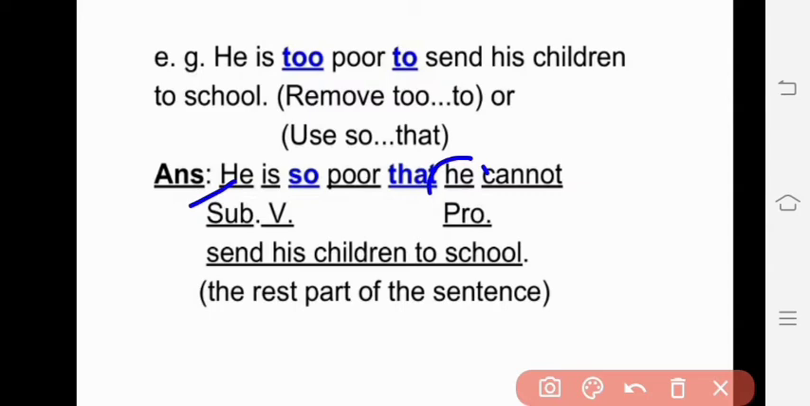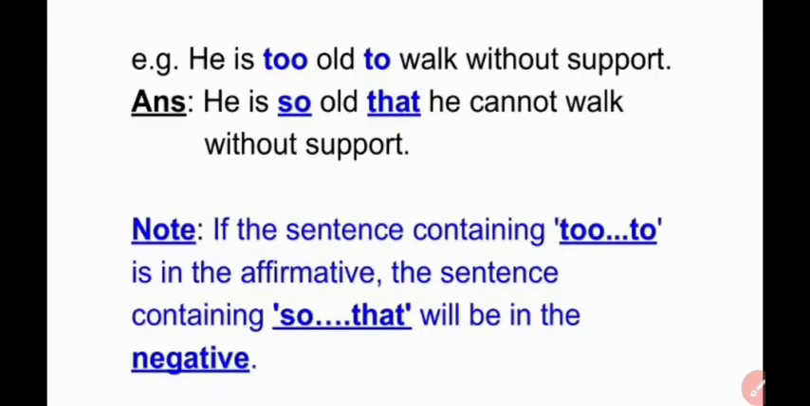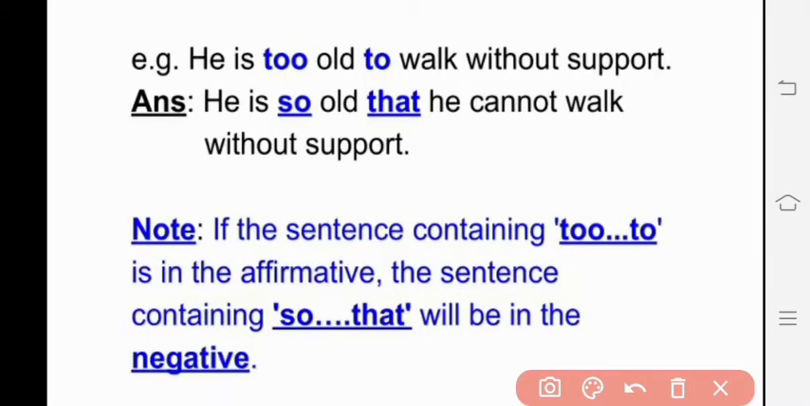The sentence with to shows a negative sense, so that's why you apply cannot or could not as per the given tense, and you can convert into so that. So, he is so poor that he cannot send his children to school. Now we go for the next sentence. Try to understand the second sentence. He is too old to walk without support. To, if we want to remove it, as I told you, in place of to add so, and in place of to add that.